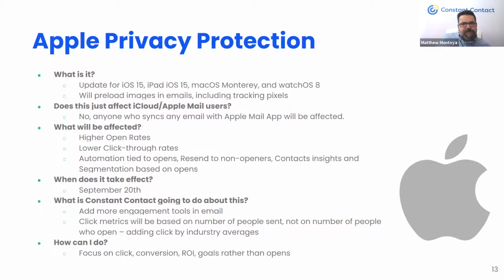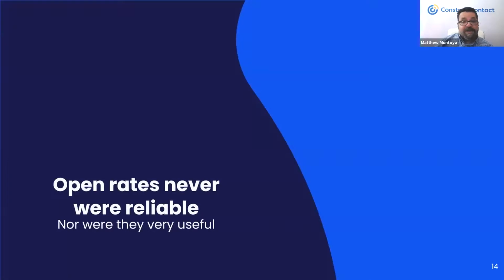Click rate proves the email was delivered, proves it was opened, proves that the person actually engaged with the content, and can tell you specifically what they engaged in. So if you're employing email marketing now, or considering it, focusing on those clicks is critical, because open rates were never reliable.